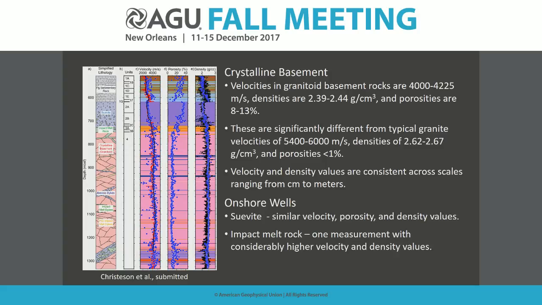In the onshore wells, what we see is that the suevite has similar velocity, porosity, and density values to what we measure in the peak ring. The impact melt rock, we only have one measurement from an onshore well, and it has a considerably higher velocity and density value.